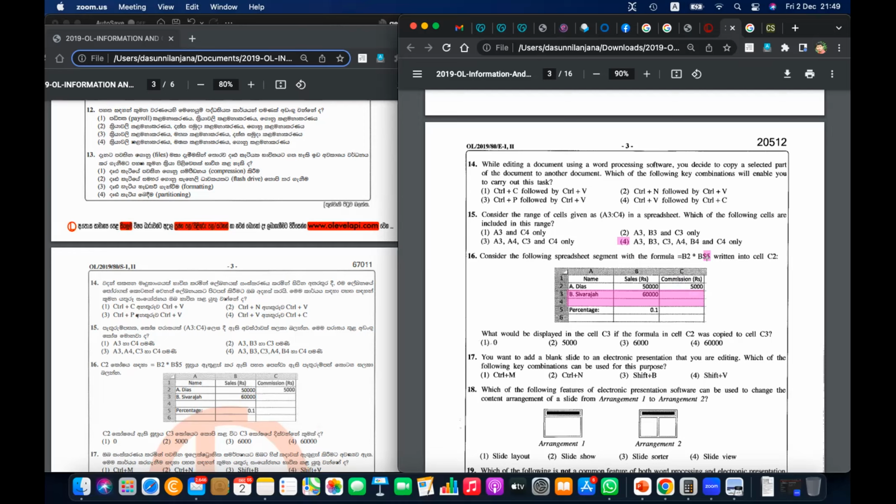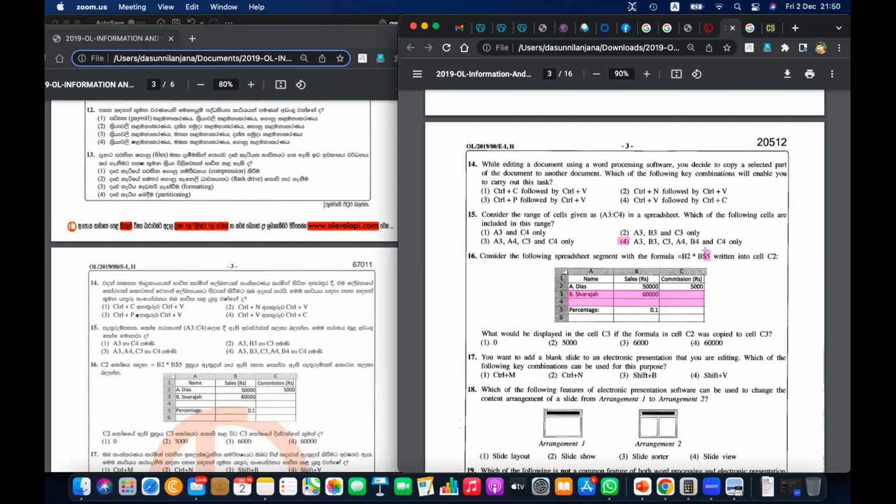Then $B$5 is the percentage. The $B$5 කියන්නේ B5 0.1. 50,000 multiplied by 0.1 is 5,000. C2 වල මොකක්ද කරන්නේ? Then it is dragged into C3, right? C3 වලට copy කරාම automatically this will become B3. මේක හැබැයි මේ විදිහටම තියෙනවා. This is not going to change. B3 into 0.1. B5 is not going to change. B3 into B6 වෙන්නේ නැහැ.